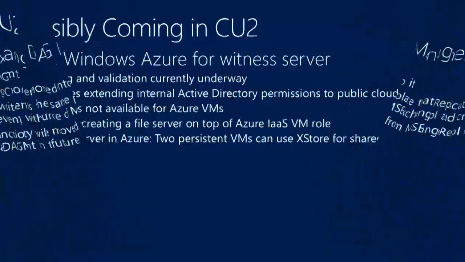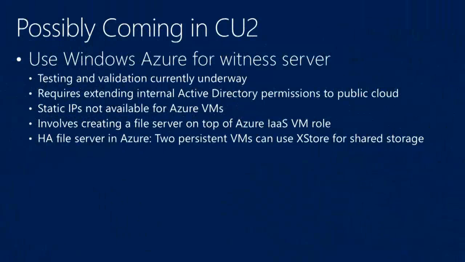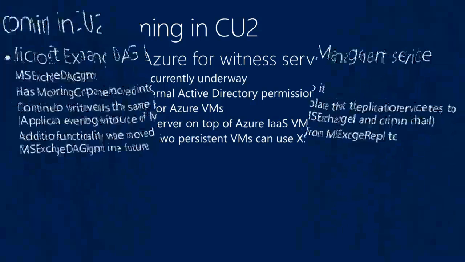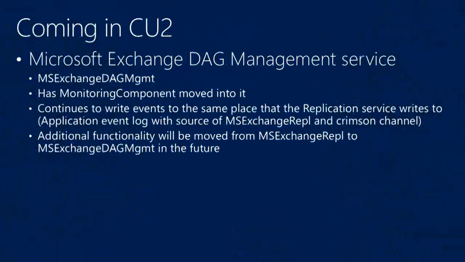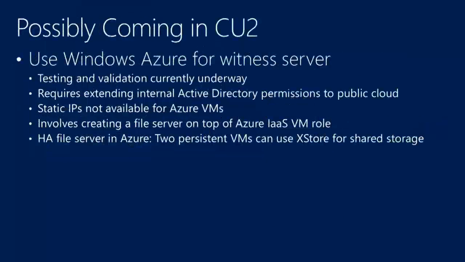What else are we doing? Well, this might be a benefit for those of you who only have 2 locations, but you happen to be Azure subscribers. Now, a couple of things I want to point out. One is that the DAG management service, that's a done deal. That code is checked in, it's in the builds, it's there, it's not going away. The Azure stuff, that is not a code change. This is testing and validation that Exchange is doing across Microsoft right now. So this may or may not be in CU2.